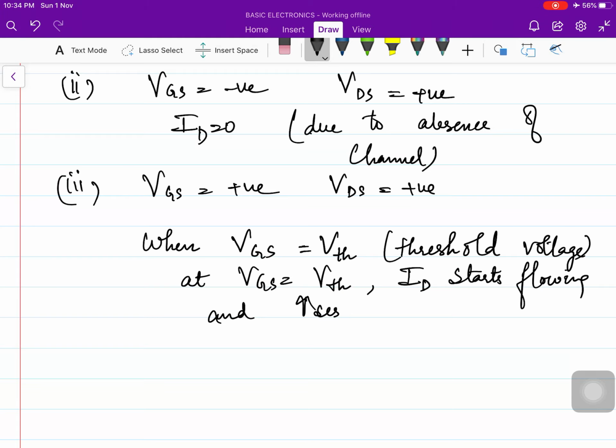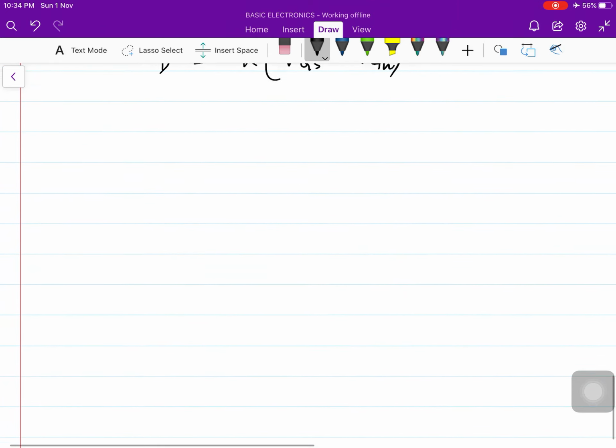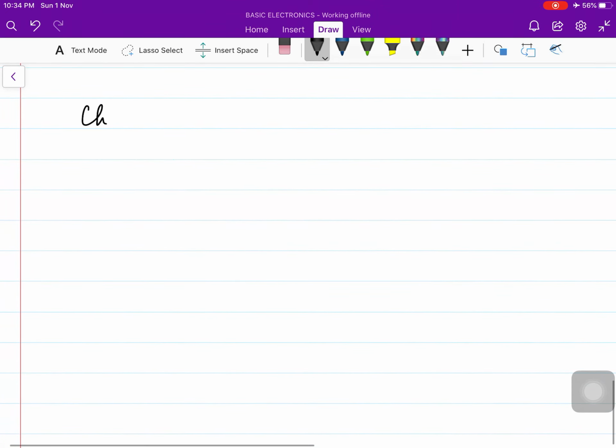Alright, now Shockley equation follows for JFET, Shockley equation follows for depletion MOSFET, but here the equation that follows is ID equals to some constant times VGS minus VTH, because VTH has come into light over here. So VGS minus VTH whole square.